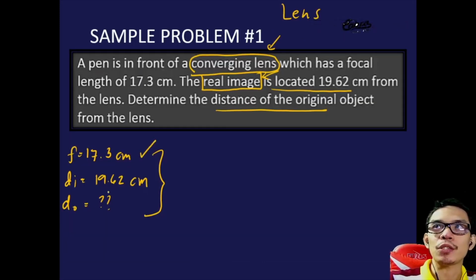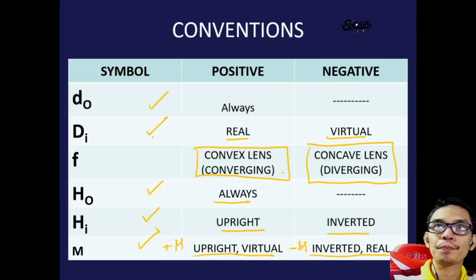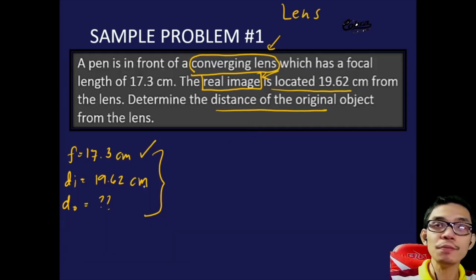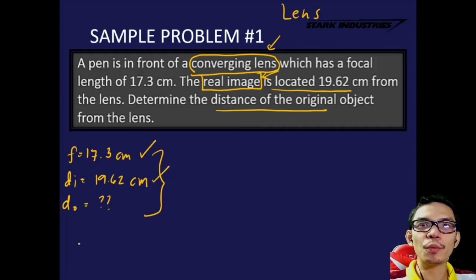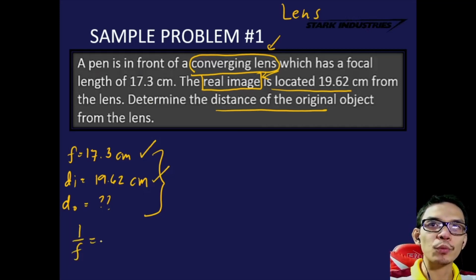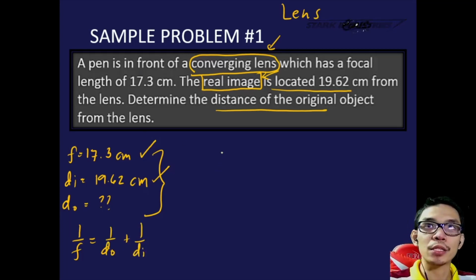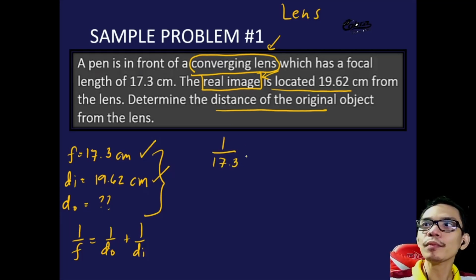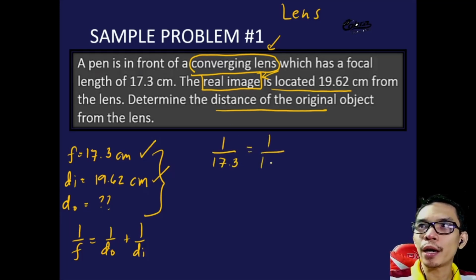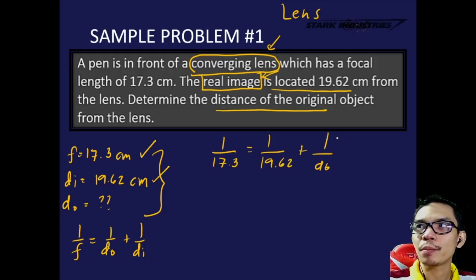Now, distance of the image. So this is a real image, so the real image has positive value. So this is positive, so this is good. Okay, so we are going to use the same formula that we had earlier: 1 over f equals 1 over distance of the object plus 1 over distance of the image. Now we can plug this in. So 1 over 17.3 is equal to 1 over 19.62 plus 1 over d sub O.